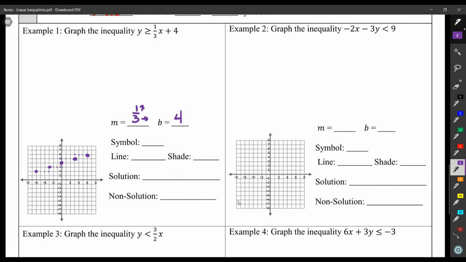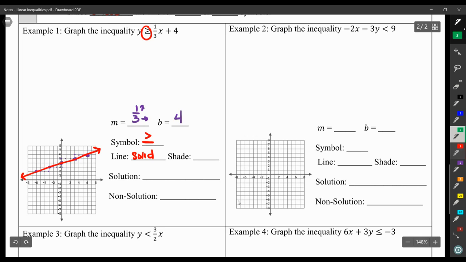Now we have to decide the line type. So my symbol that I have is greater than or equal to, and that's from here. Well, because it has the equal to, it'll be a solid line through the points because it has that equal to. So we're going to connect our line with a solid line and put arrows at the end.